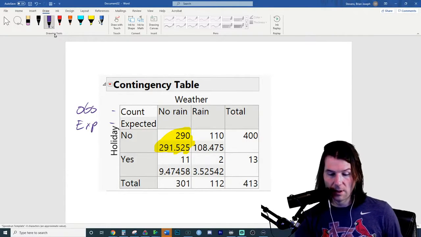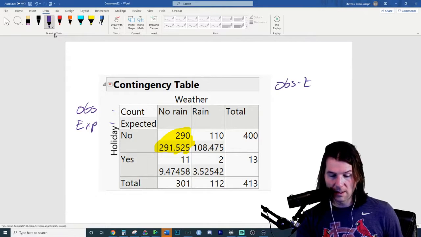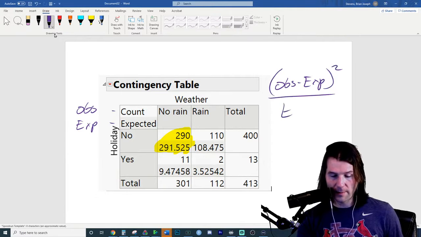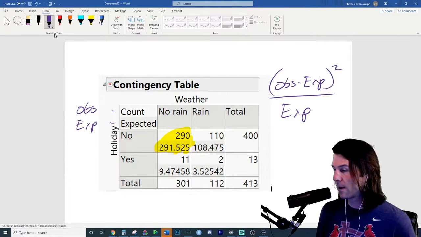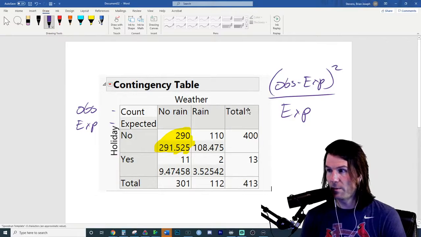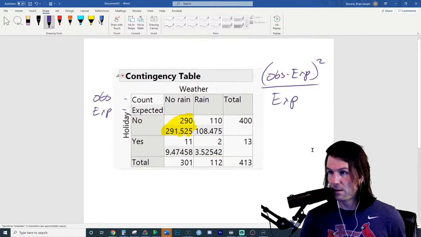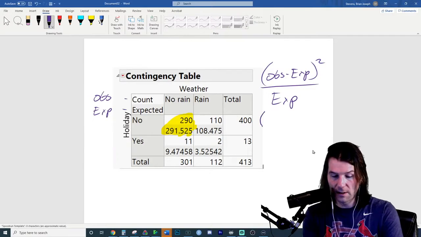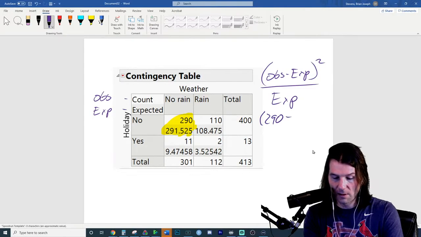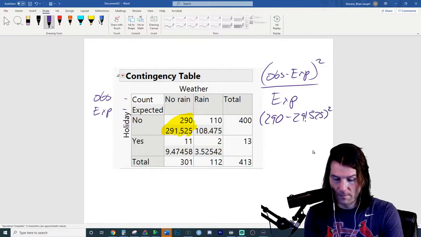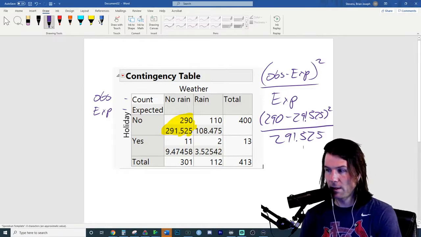So the count is the observed. So we want to do the observed minus the expected, which we see on the screen right there, squared over the expected. And this is the cell chi-squared right here. So what would the cell chi-squared be? Observed minus expected squared over expected. So I'm going to start writing it out, see if you can solve it. It's good practice, even though I'm going to write the numbers. It's going to be very small, actually. There we go. So what is it going to be?